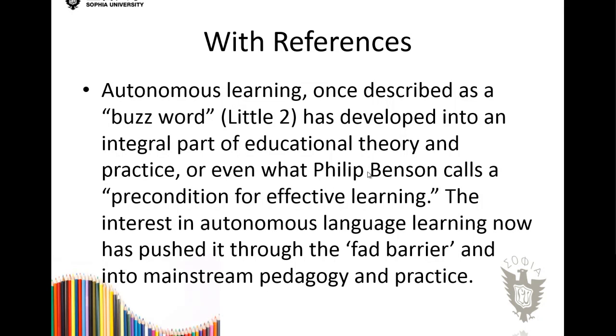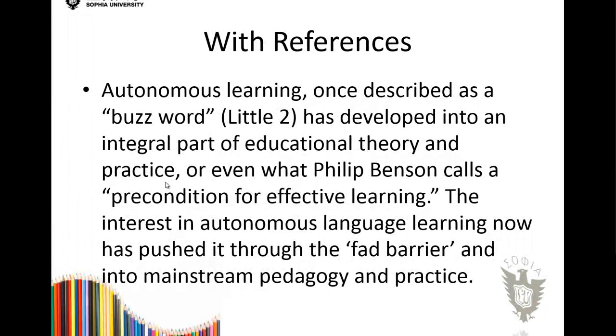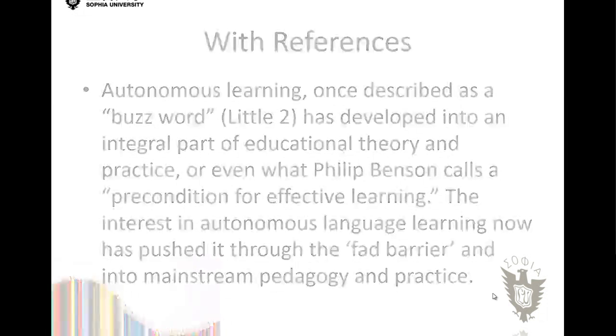Now here's another way of citing. You can cite using these brackets or parentheses. If the person is not so important, or if it's not really important who said it to you, or if you want to highlight who said it, you can say like this, what Philip Benson calls a precondition for effective learning, and then that way I know who said it, but it's not in parentheses, but you'll still need to put this person in your works cited.